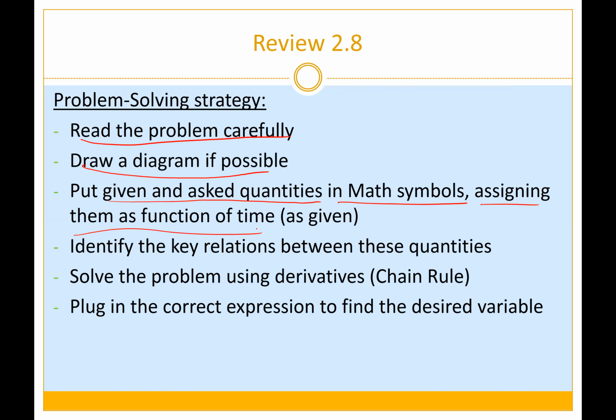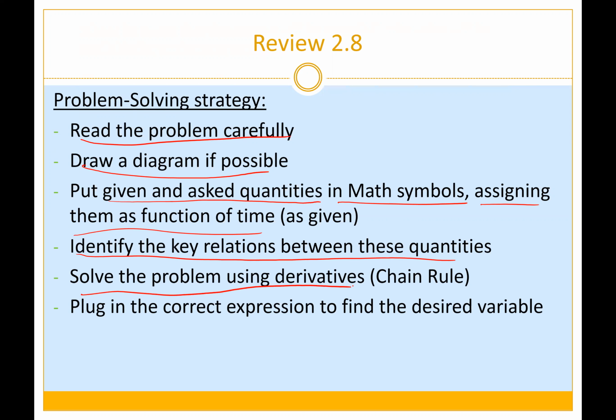Also, you'll need to put the asked quantity, the quantity that you have to find, into math symbols. This is the step where you relate what you need to find and what you already have, and this comes from the diagram you drew before. So the key thing in this type of problem is finding the relationships between those quantities, which is sometimes hard and sometimes very obvious, say if you relate them by the Pythagorean theorem. So the next step is to identify the key relations between these quantities.